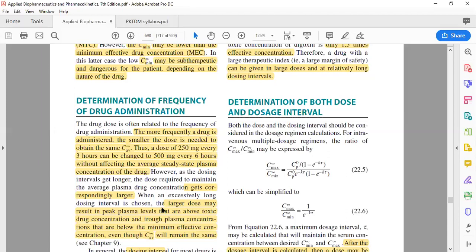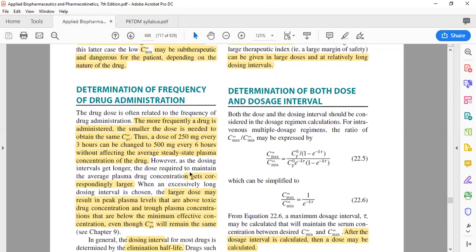And we also see if C average is related to C minimum and C maximum, and C minimum and C maximum is related to how much amount of dose you give. Okay, so that's how you have to understand.